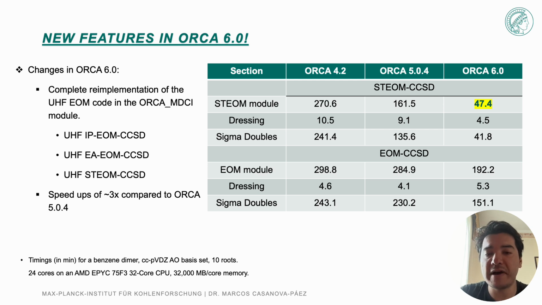So on the table on the right, you can see the timing for the similarity transform equation of motion and also the equation of motion CCSD in different versions of ORCA. And you can see that in ORCA 6, for a benzene dimer with a double-zeta basis set, it took about 47 minutes. On the other hand, when you use ORCA 5, it took 161 minutes. And something very similar happens when you compare it to the normal equation of motion CCSD, where the similarity transform equation of motion performed 3 times faster than both of them.